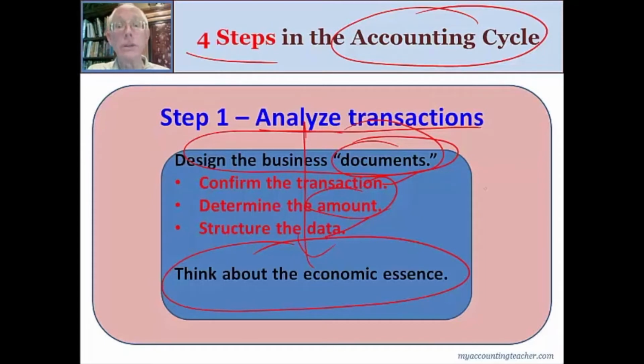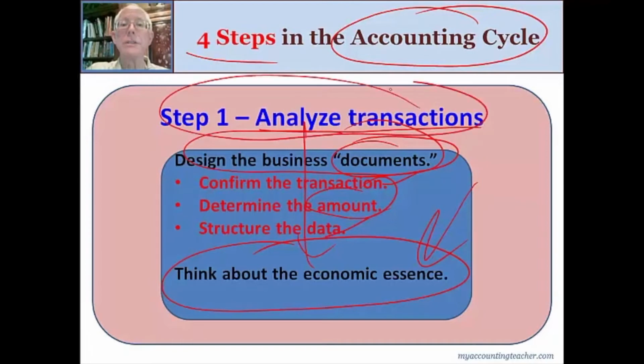You better, when something happens, stop right then or have a system in place right then to determine the economic essence. Because by the time you stop and think, oh, I wonder what happened, if you don't have a system in place, another thing's going to happen and another thing's going to happen. So the first part of the accounting cycle is having a system in place that allows you to analyze transactions, determine the economic essence of what just happened.